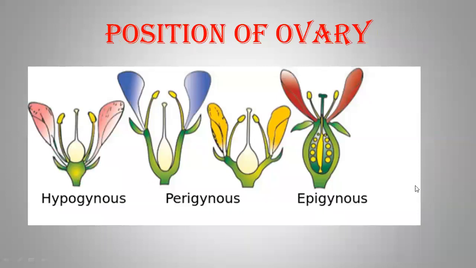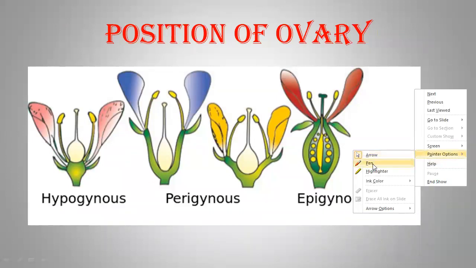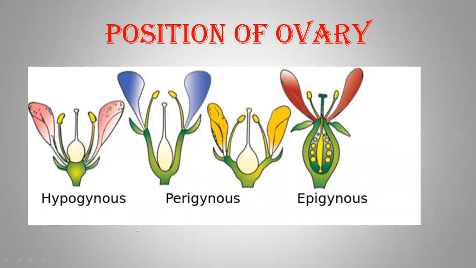Next, on the basis of the position of the ovary with floral appendages, flowers are of three types: hypogynous, perigynous, epigynous. So in hypogynous, the position of the ovary is higher and the floral appendages like sepal, petal, and androecium grow below it or at the base of the ovary. This kind of ovary is known as superior ovary. Example is mustard.